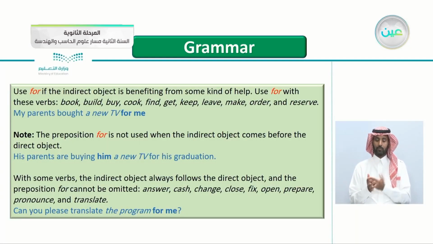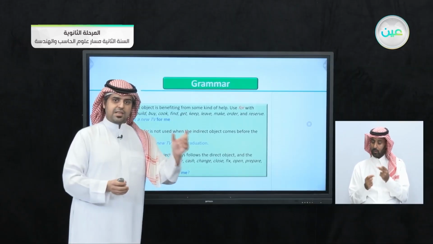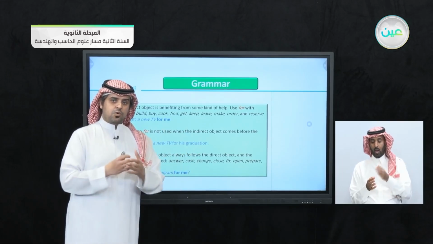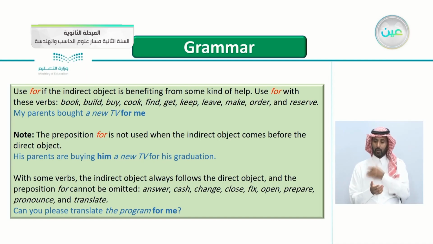Note the preposition for is not used when the indirect object comes before the direct object. Same as to. If the indirect comes before the direct, we omit the preposition. His parents are buying him a new TV for his graduation.